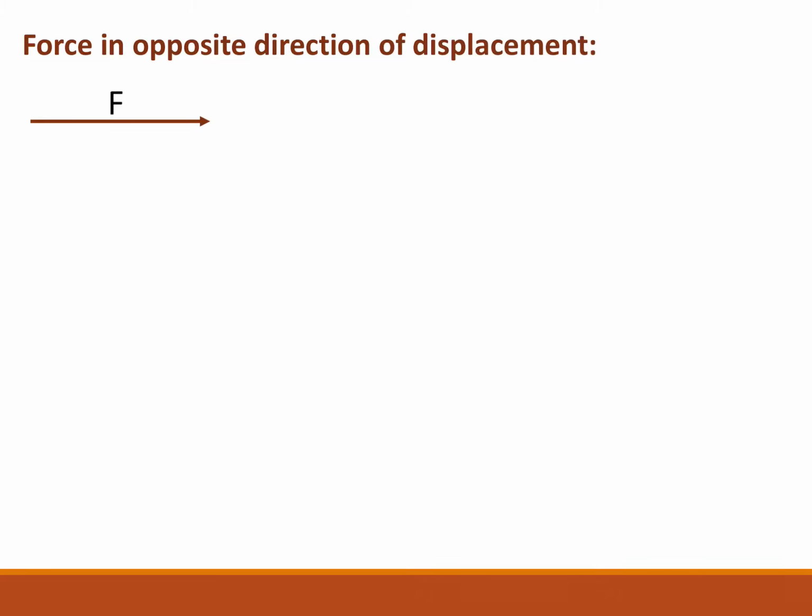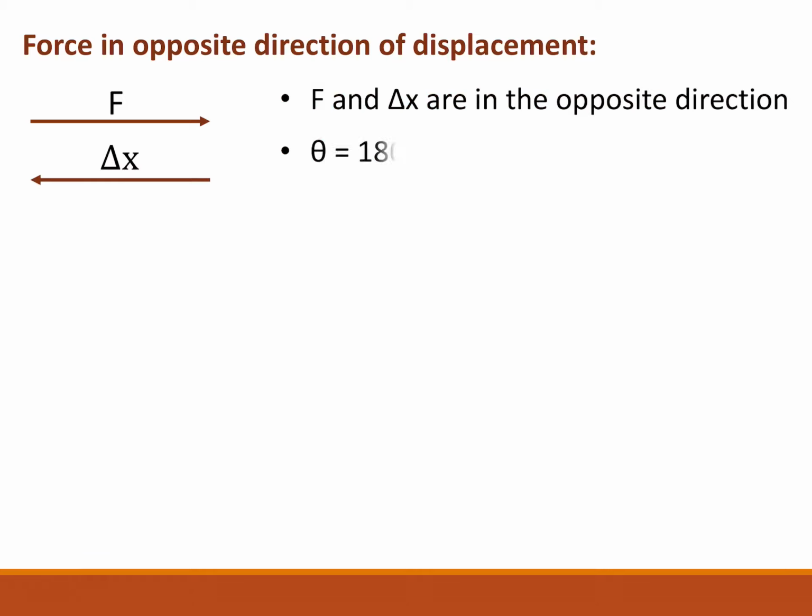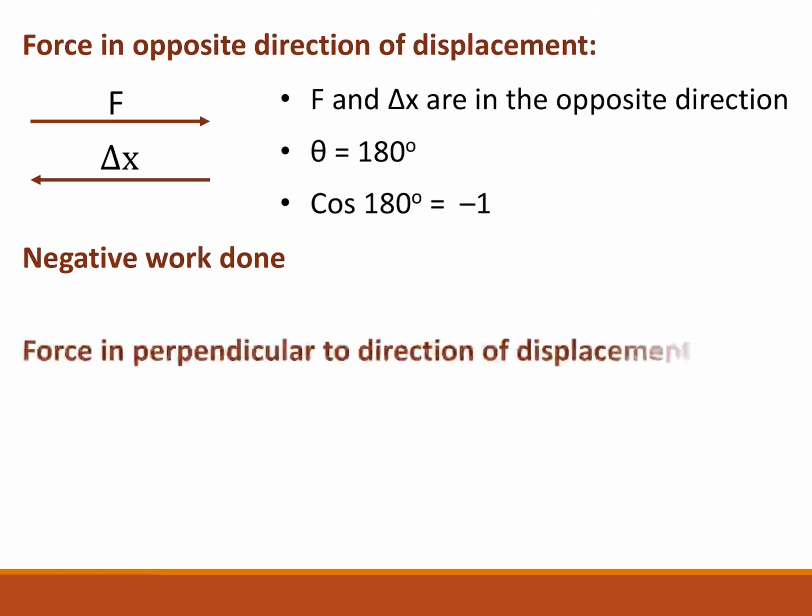When they're in opposite directions, so the force is to the right and delta x is to the left, this would be something like friction, which always acts in the opposite direction. That means theta is now 180, and cos 180 is minus 1. That means that negative work is being done. That means that we are taking energy out of the system. So kinetic energy, for example, is becoming heat. The total energy of the system is decreasing, and it's going to the surroundings.